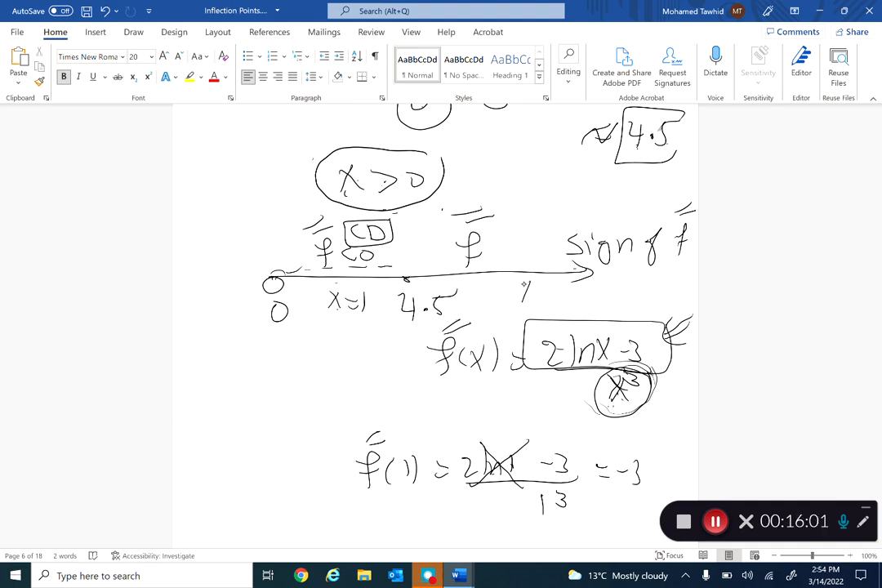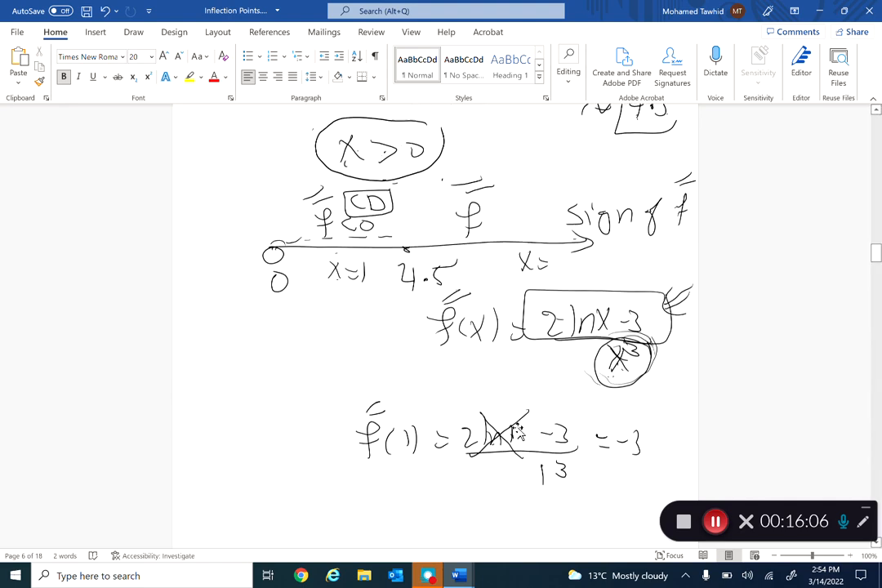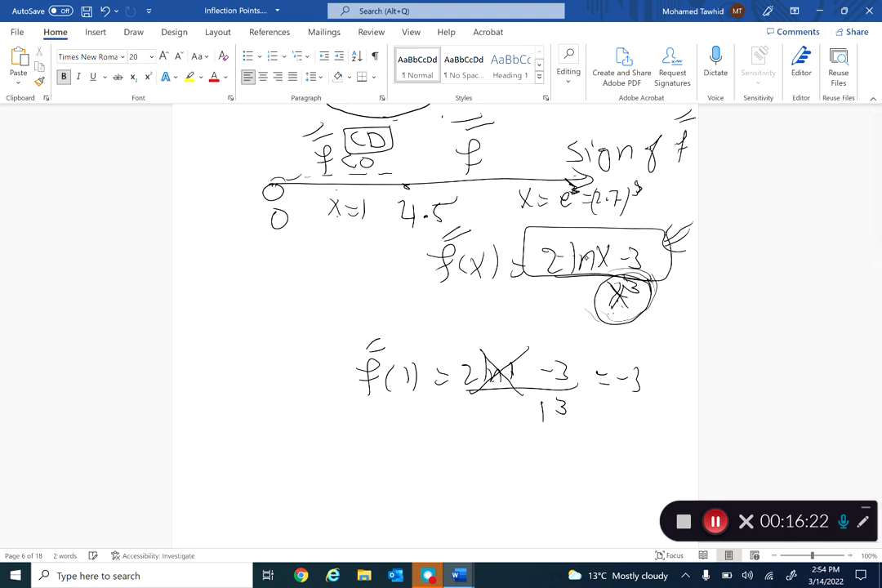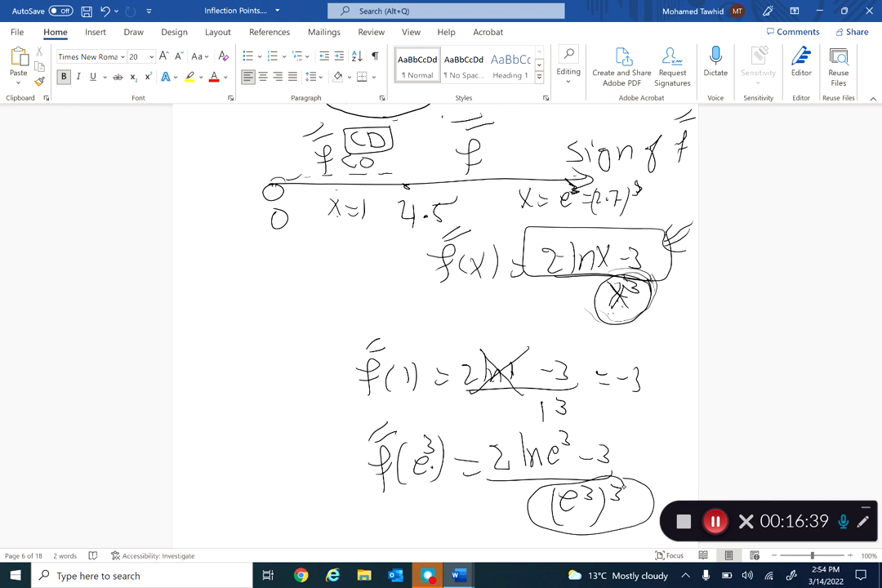So now take x equal 5, or take a number like, for example, x equal e to the power 3. What is e to the power 3? It's 2.7 to the power 3. The reason I take e to the power 3 is because I know ln. Look at the second derivative at e to the power 3. It's a positive number, so you have 2 ln e to the power 3 minus 3 over e to the power 3 cubed. So this one is positive, I'm not worried about it.